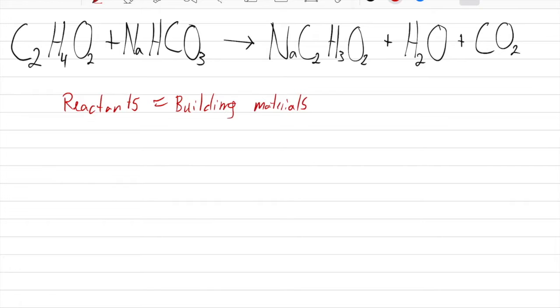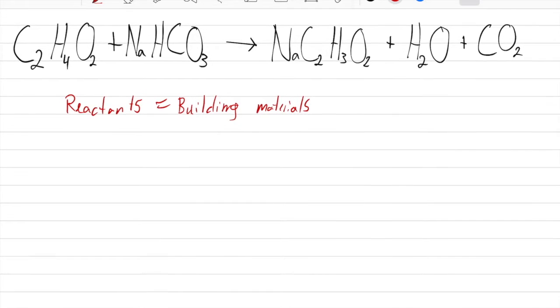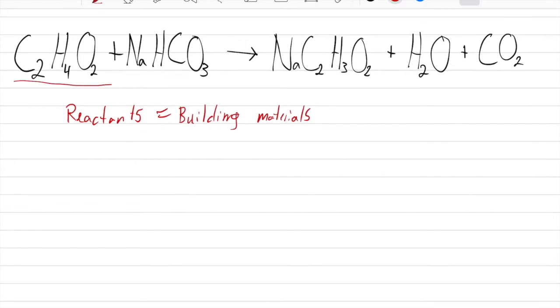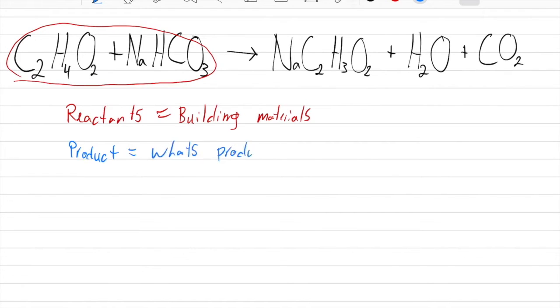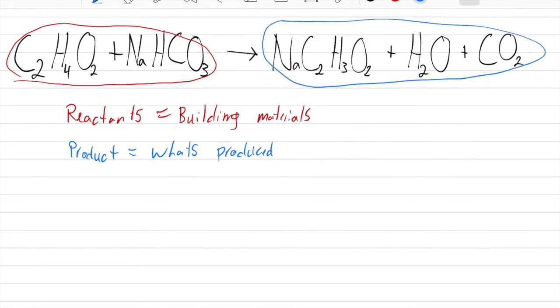So in this reaction, our reactants, the things that we're building with, would be these molecules here. Okay. The vinegar and baking soda. The products is what is made or produced, which is where it gets the name for product. It's what's produced. So product is what's produced. Okay, so that would be these molecules there. Okay, so you've now identified those.